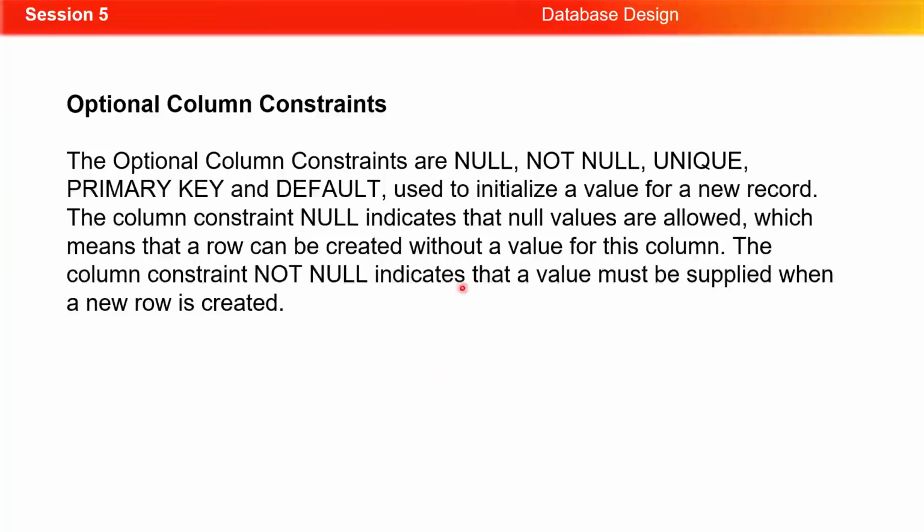So the optional column constraints are null, not null, unique, primary key, and default. They are used to initialize the value of a new record. So the column constraint null indicates that null values are permitted, which means that the row can be created without a value in that particular column.